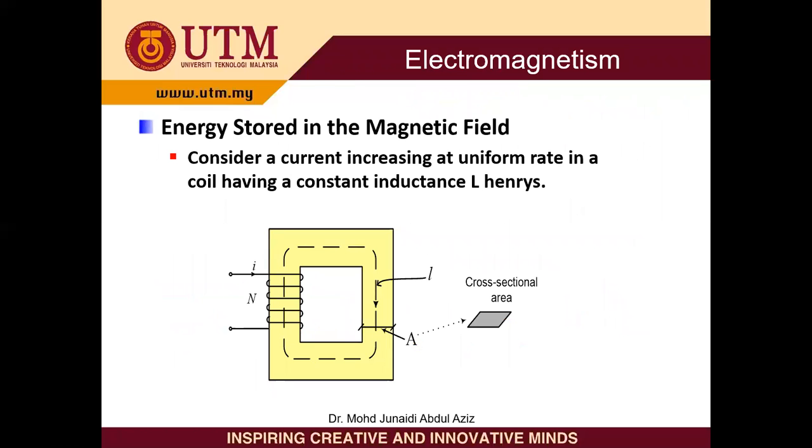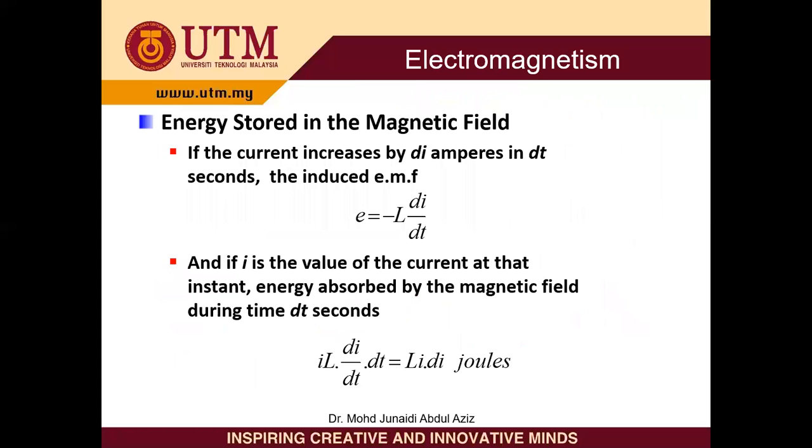And the last subtopic for this electromagnetism is the energy stored in the magnetic circuit. If a current increases by a change of I, which is delta I amperes in dt, the induced EMF, electromotive force or voltage, can be calculated as this one. This is actually referring to Faraday's law and Lenz's law.